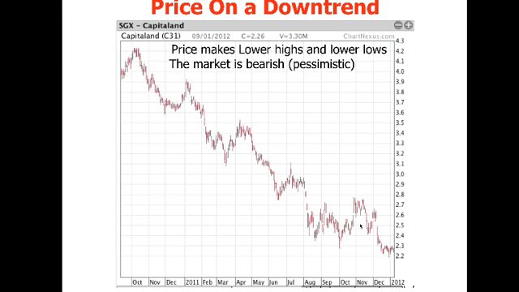So on a downtrend, do prices still move up? Sure, but every time the price goes up, it goes lower. It goes up, it goes lower. So price makes lower highs and lower lows.